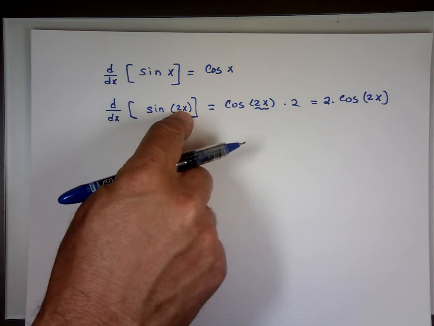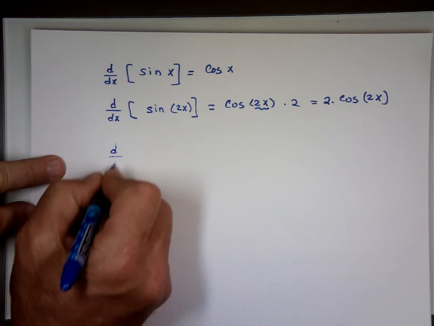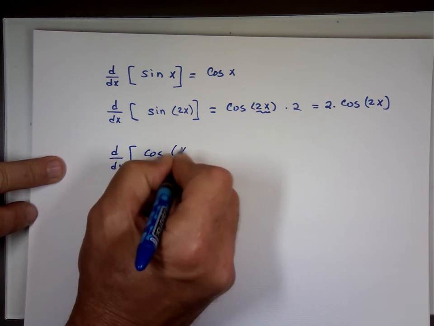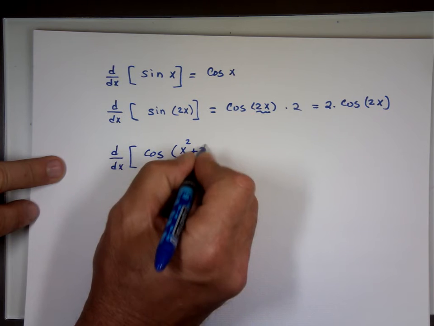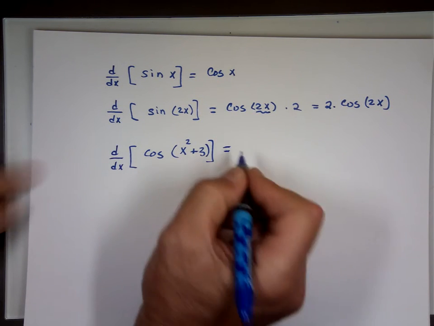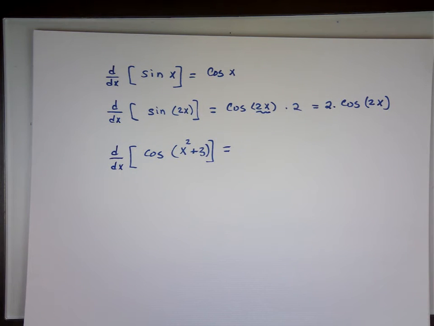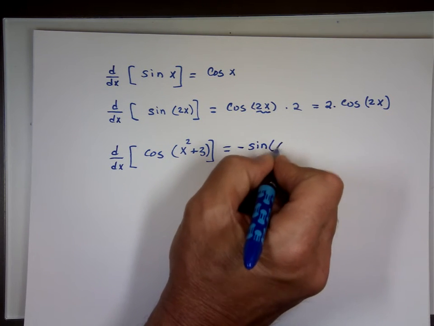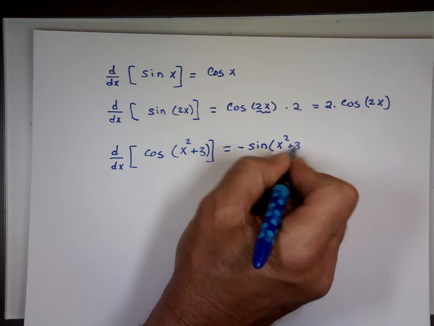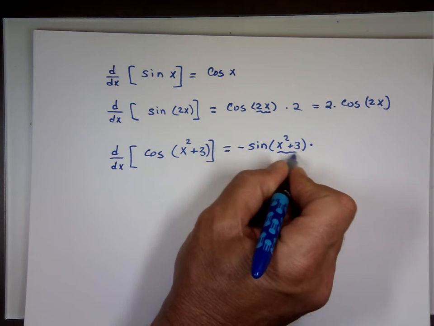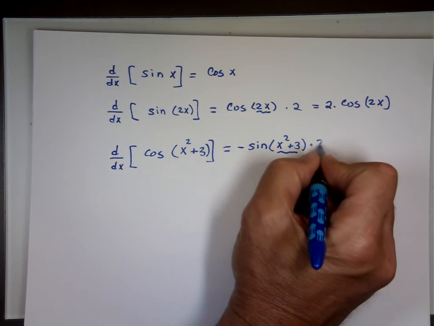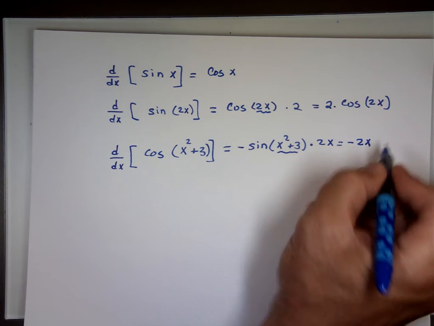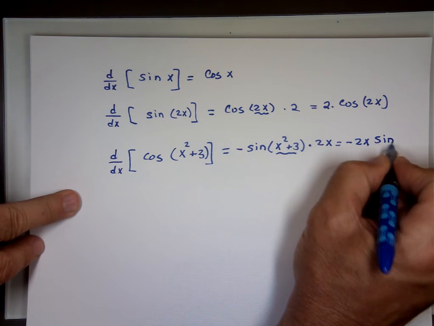What's the derivative of cosine of x squared plus 3? Negative sine of x squared plus 3 times the derivative of this, which is what? 2x. So you can rewrite that as negative 2x sine of x squared plus 3.